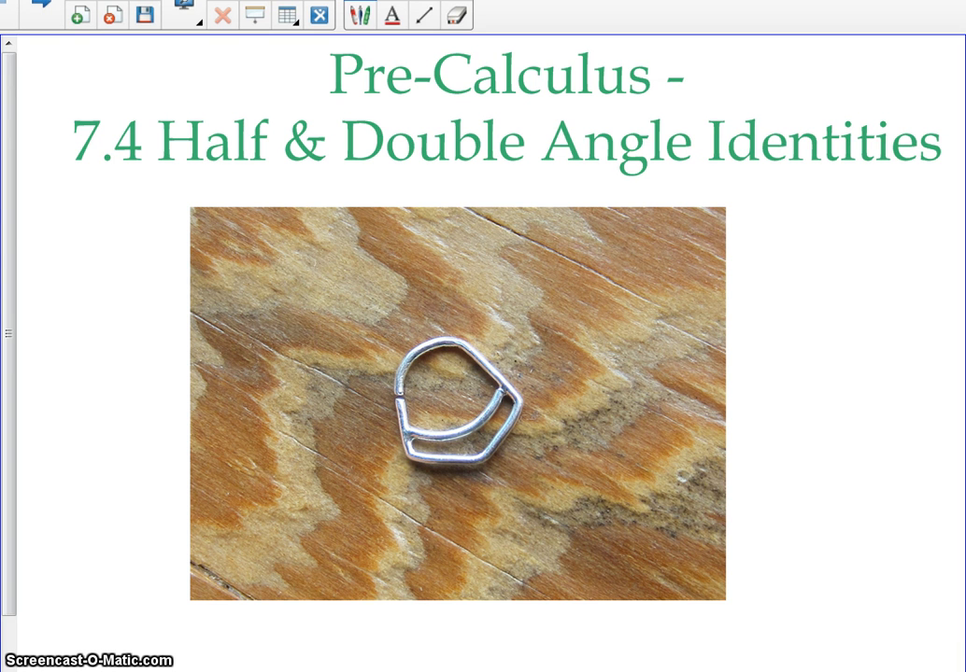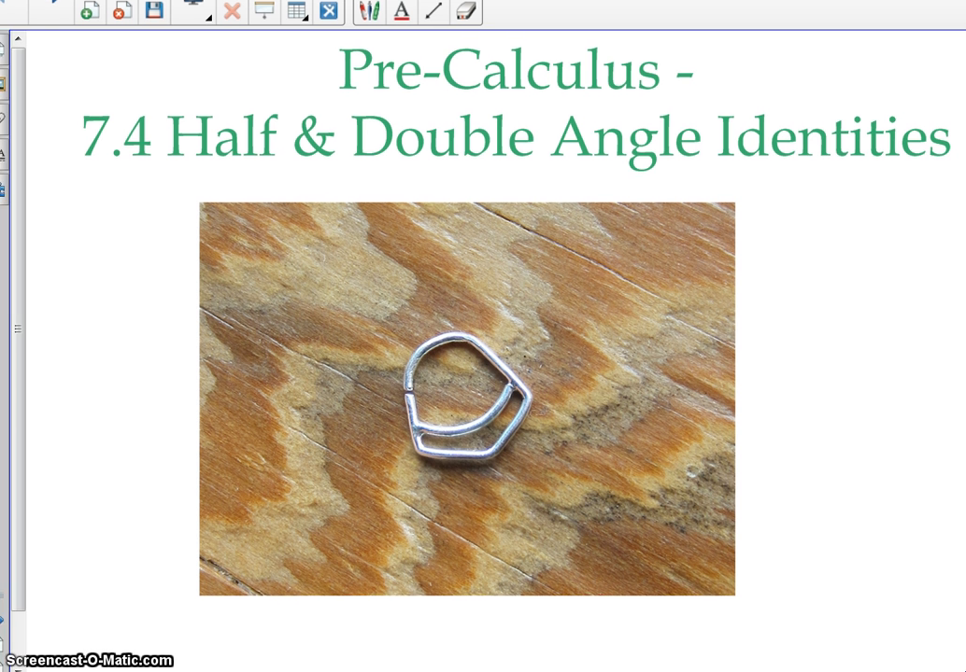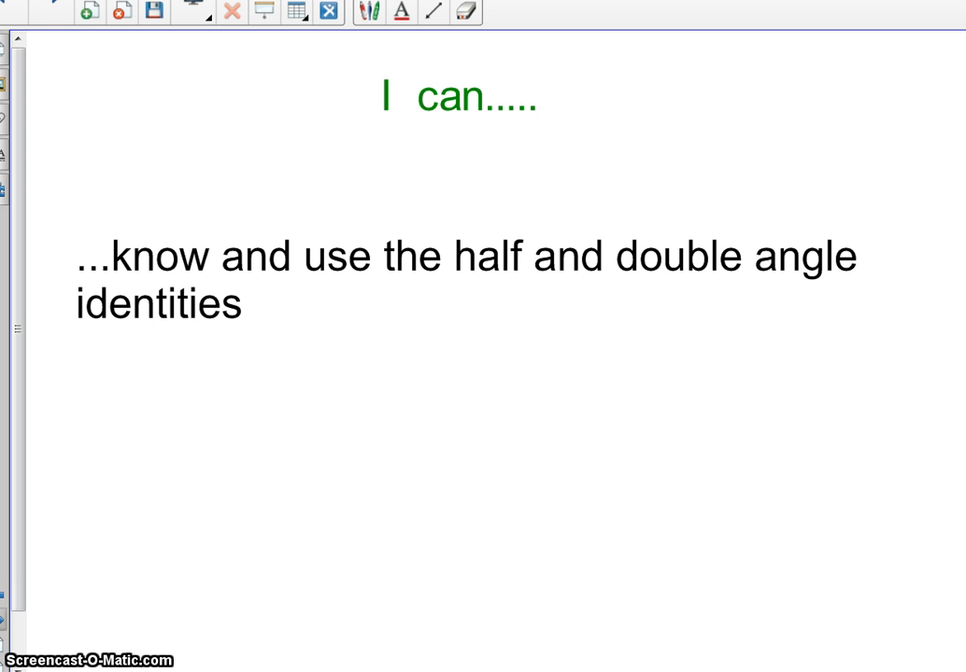Okay, today we're going to be looking at half angles and double angles. I don't know if you can see the double angle in there, that we have two angles right here. So we have our half angles and our double angles. Our goal for today is that there are two formulas, a half angle formula and a double angle formula, and our goal is to know them and use them.